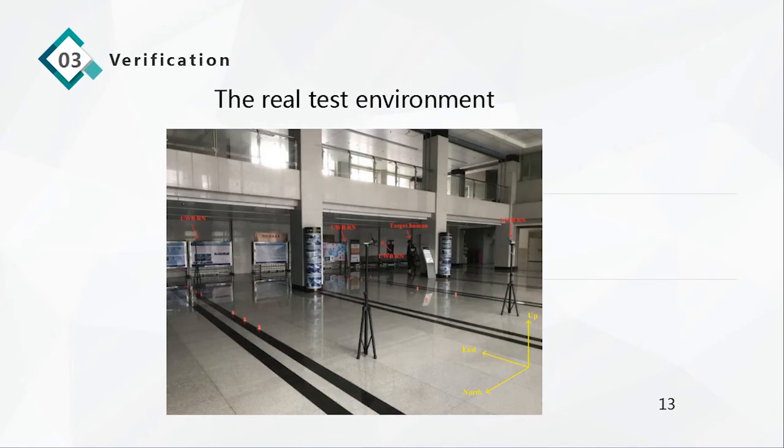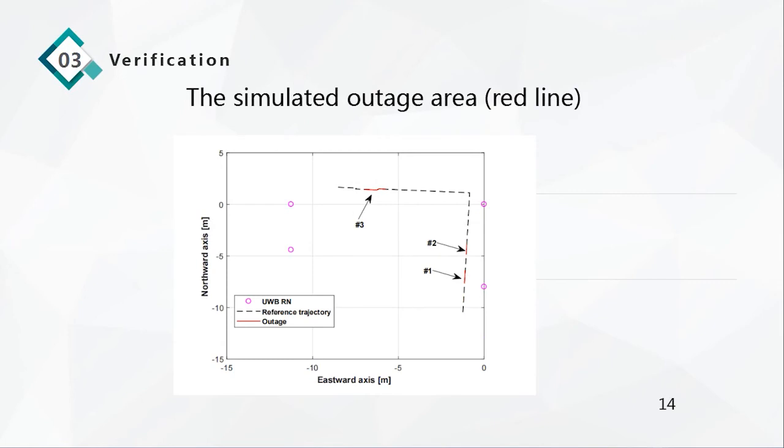The real test environment is shown below. This is the experimental set inside the building, and the yellow coordinates show the directions. Through simulation, we get the following picture.